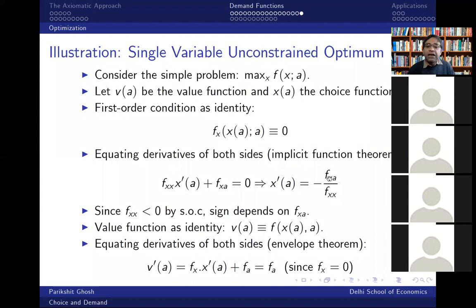Whereas f_xa could be, in principle, positive or negative, but if you want to assign a sign to it, that sign will basically be an assumption. It will come from our knowledge of the problem that we are talking about.